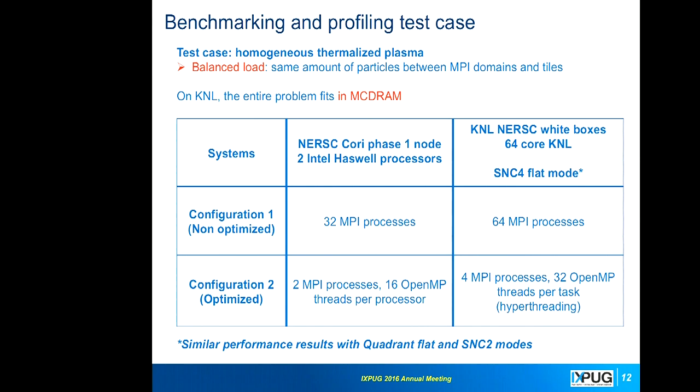And I will present some tests on two systems: Curie phase 1 with 2 Haswell processors per node, and one KNL of our white box, a 64-core KNL configured in SNC4 flat mode. I will use two configurations for the test. Configuration 1 is the non-optimized version of the code with only MPI, and configuration 2 is the optimized version using as many MPI as we have NUMA domains, and then I will fill the rest of the cores with OpenMP threads. Except that on KNL, I'm using hyper-threading, so 2 threads per core.